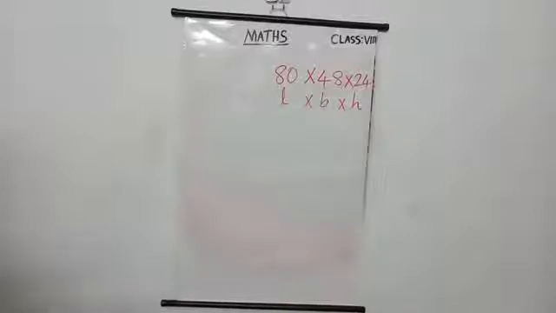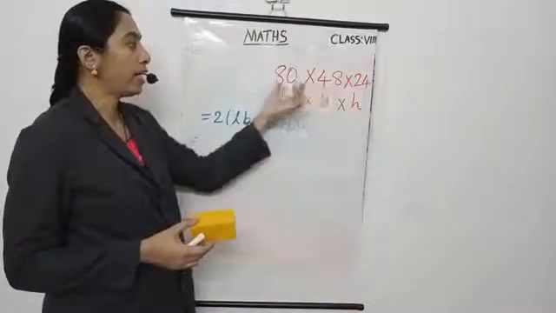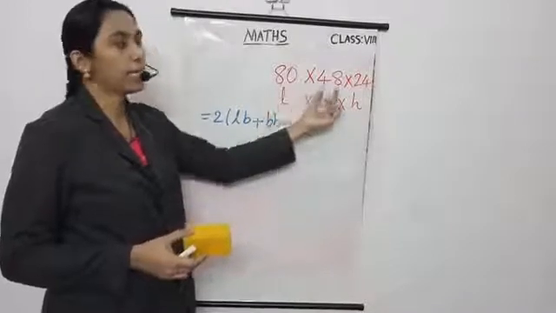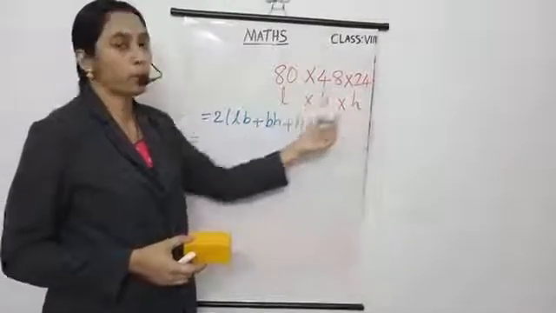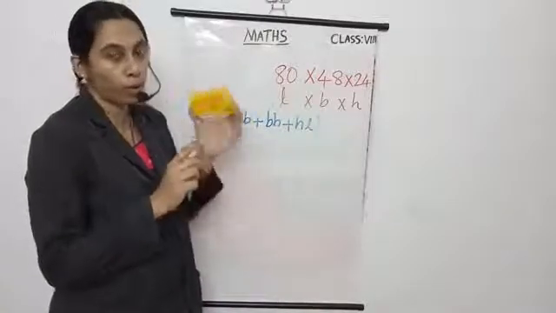What is the first step? First step, find the total surface area of the suitcase. Then find the length of tarpaulin required to cover one suitcase. Then find the length of tarpaulin required to cover 100 such suitcases. So there are 3 steps to solve this question. The dimensions are given: 80 means length, 48 means breadth, 24 means height. That means the suitcase is in the shape of a cuboid.